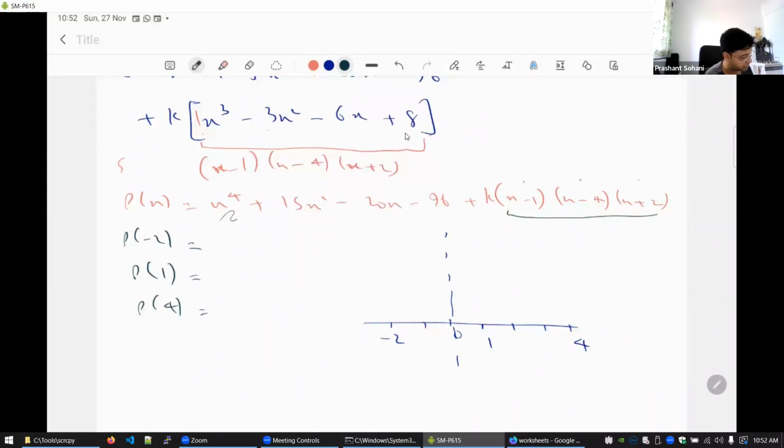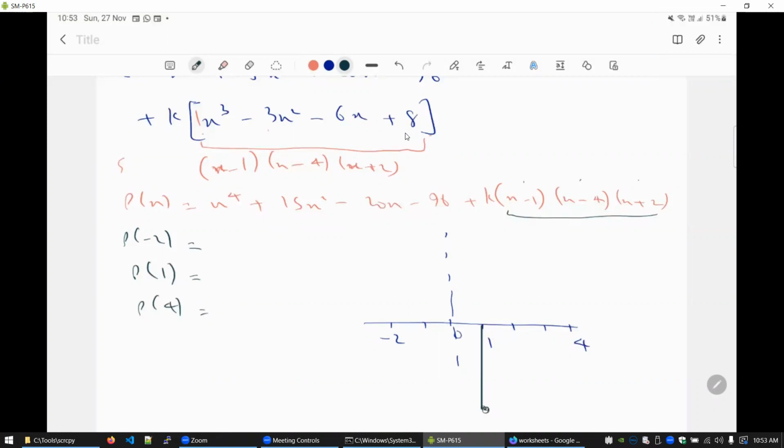P of 1 is 1 plus 15 minus 20 minus 96. I mean, the value doesn't matter, it's some large negative value, correct? Yes, sir. What about P of 4? It is going to be a positive value. So then what does that tell us?